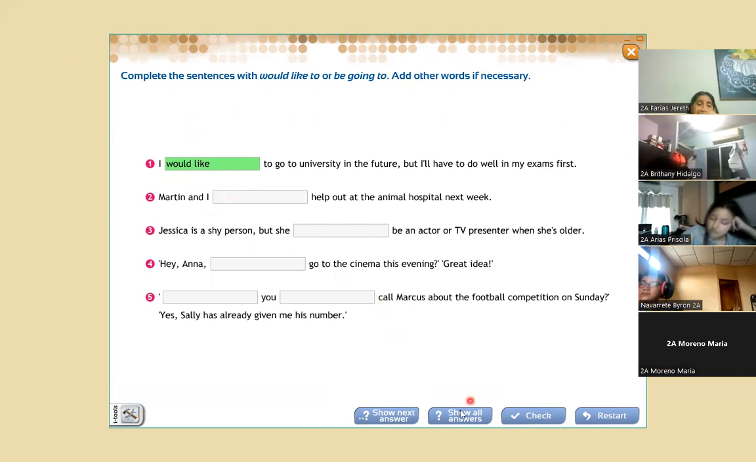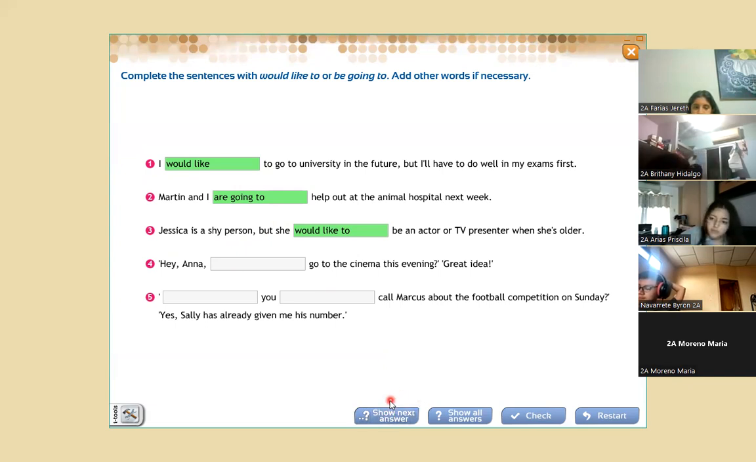Number 2, Jinson. Martin and I are going to help out at the animal hospital next week. Okay, let me see something, okay? Are going to help, okay? Very good, you're programming to do something. Number 3, Jinson. Jessica is a shy person, but she would like to be an actor or TV presenter when she's older. Okay, it's a personal expectation.